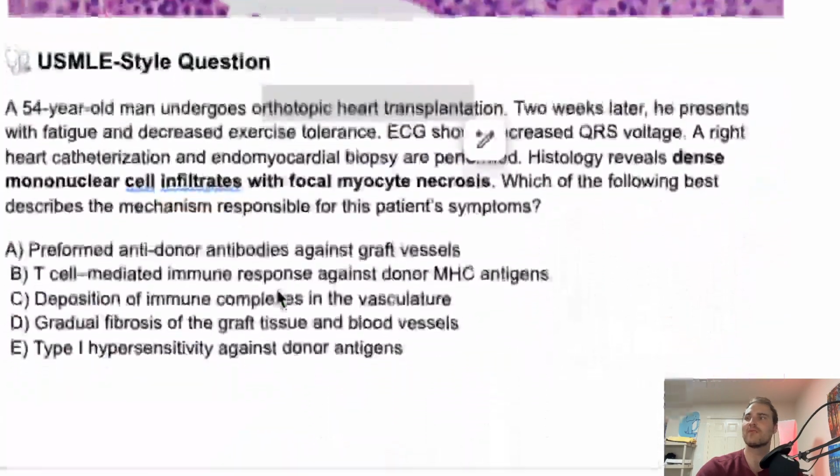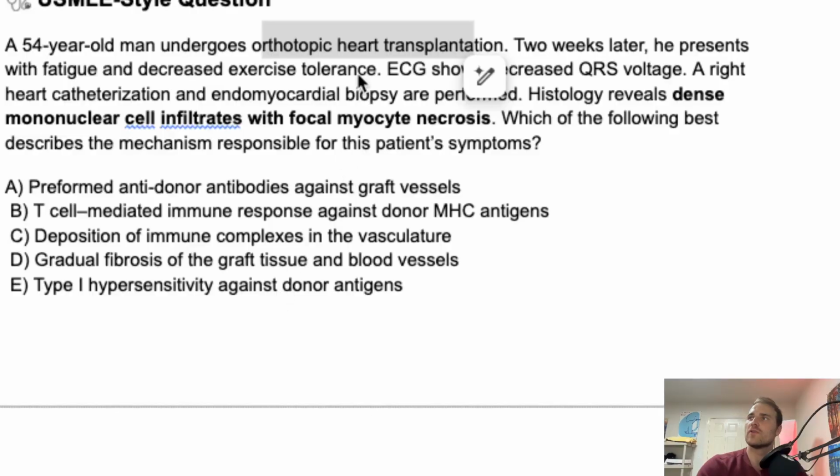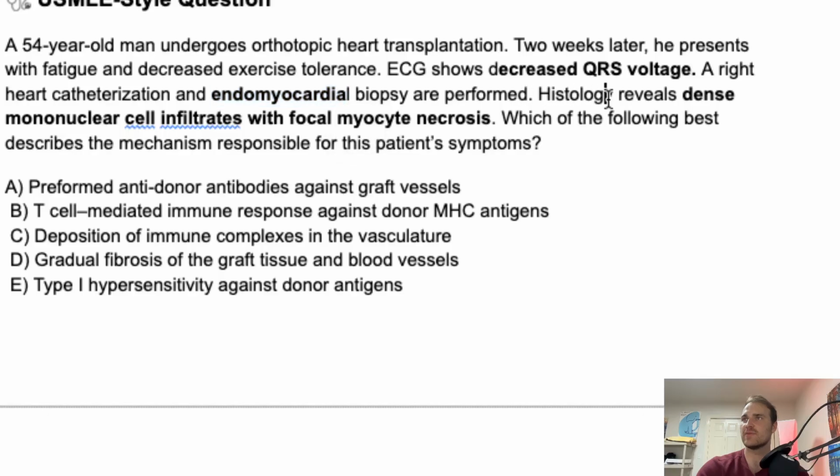Okay, we got a 54-year-old man undergoing orthotopic heart transplantation, and he presents with fatigue, decreased exercise tolerance, and decreased QRS voltage. A right heart cath and endomyocardial biopsy are performed, and we have dense mononuclear cell infiltrates with focal myocyte necrosis. Which of the following best describes the mechanism responsible for this patient's symptoms?